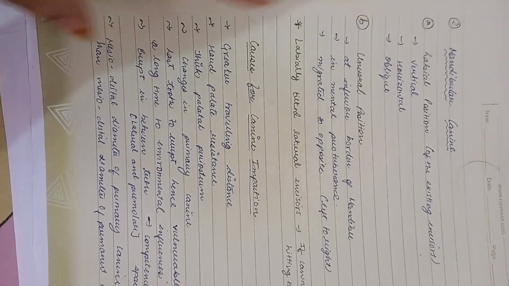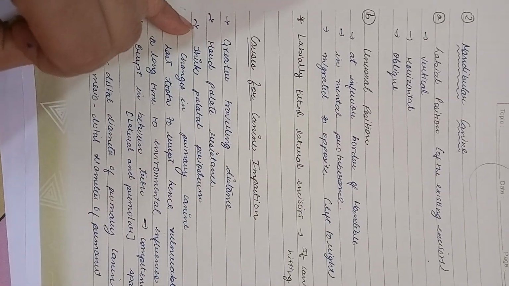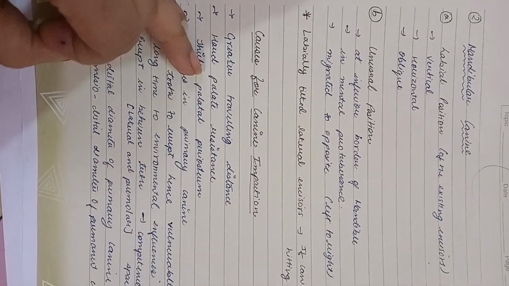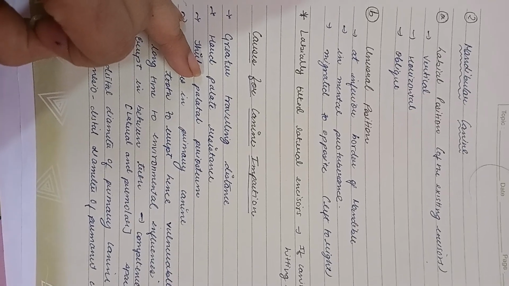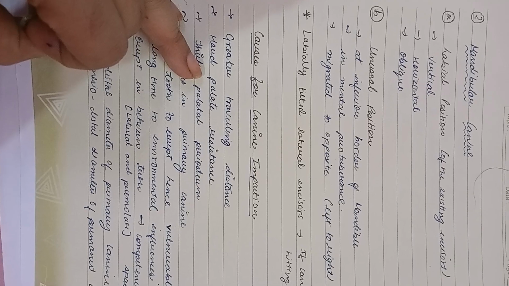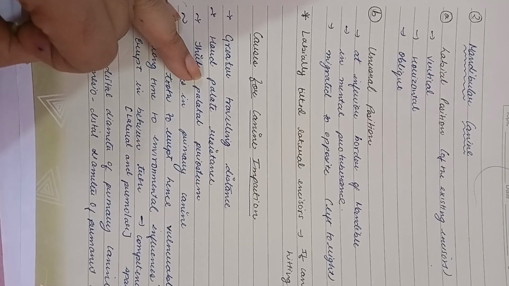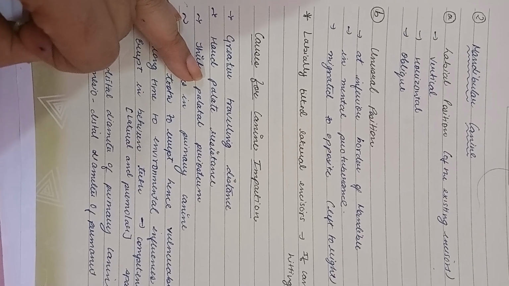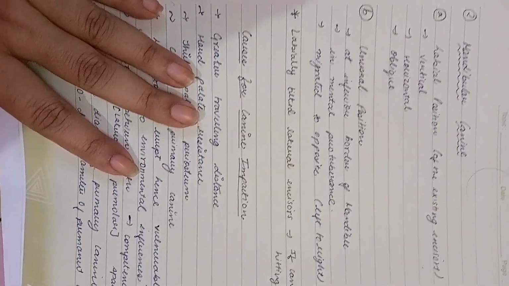So we have dealt with canine impaction classification, maxillary and mandibular canine both. In maxillary we have seen labial position, palatal position, intermediate position, and unusual position. And in mandibular we have seen only two, labial and unusual position. And we have known the causes for canine impaction.